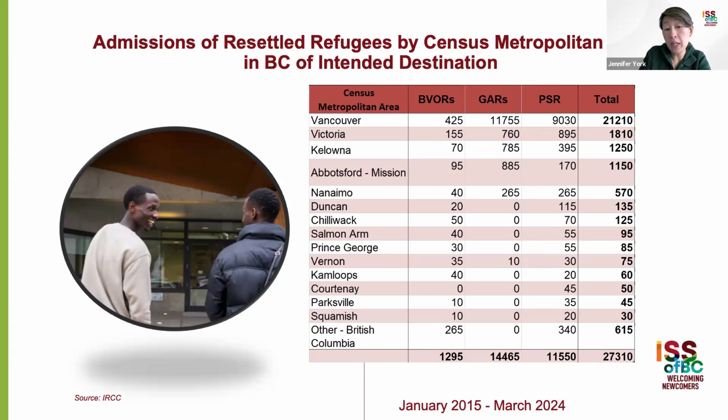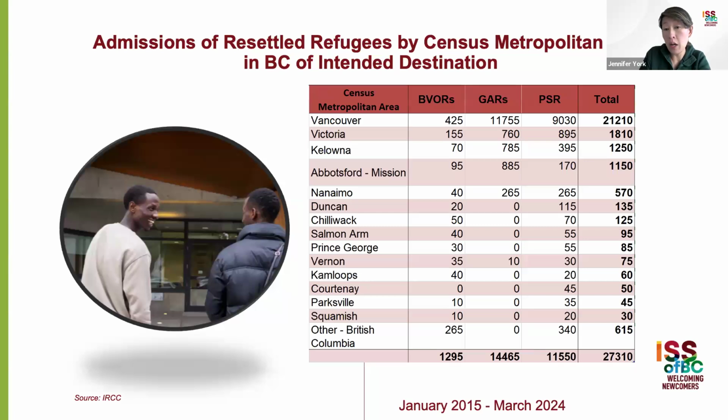What's important to note is that when people are destined to these cities, it does not mean that that is where they will settle. And so it is possible for people to be destined to, let's say, Vancouver and decide to move elsewhere. And so this is not a reflection of where people have settled, but where they have destined as resettled government-assisted refugees.